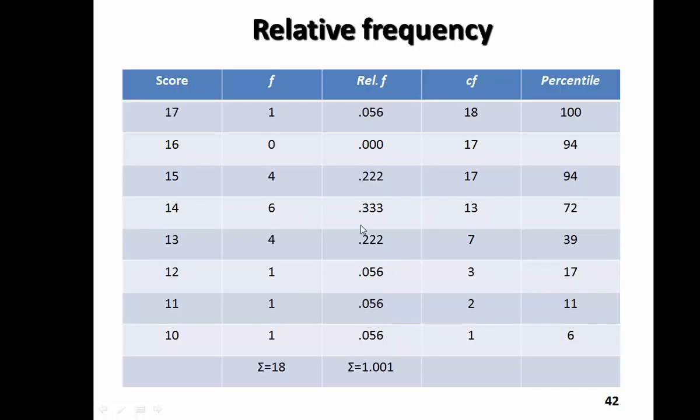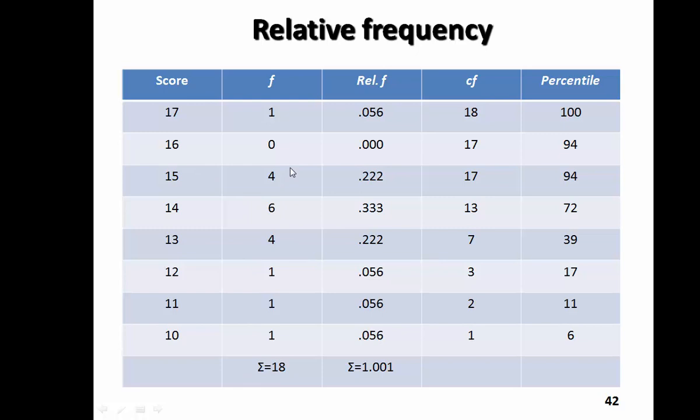So in this frequency table, we see our original scores. The top score on the quiz is a 17. That's the highest possible score that could be attained. And the lowest observed score was 10. The next column to the right is simply a tally of how many students scored 17, how many students scored 16. We see that 4 students scored 15, and so on and so forth.